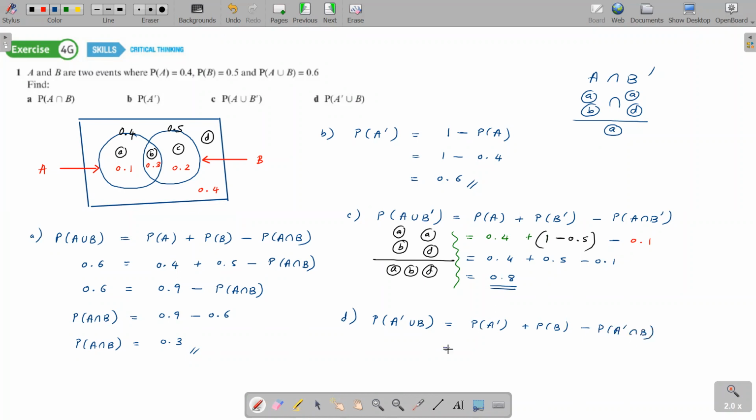All right, guys. So what's the probability of A dash? We already found it: 1 minus probability of A, that's 0.6. Probability of B is given to us in the question, it's 0.5, minus probability of A dash intersection B.